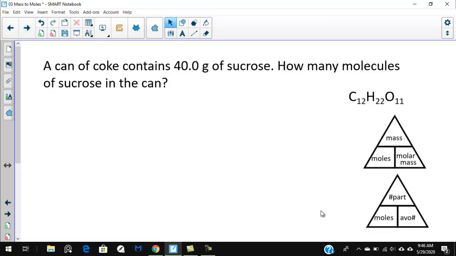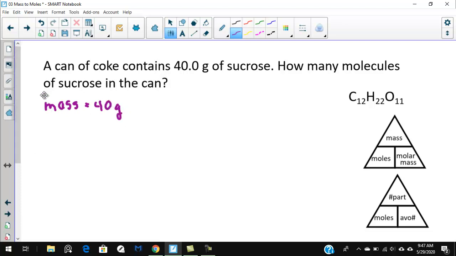Okay, so let's give this a try now and see what we get. So we've got a mass of sucrose, which is sugar that's found in pop. So the mass of sucrose is 40 grams. So mass equals 40 grams.